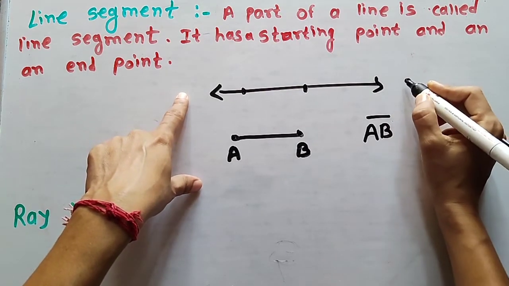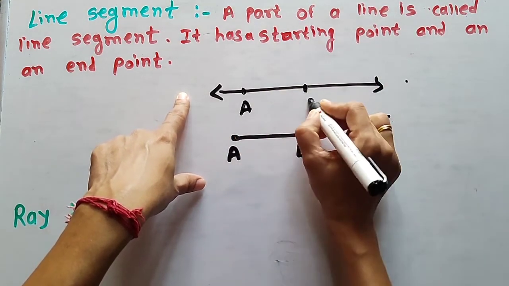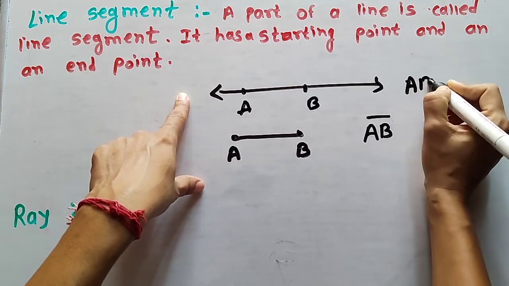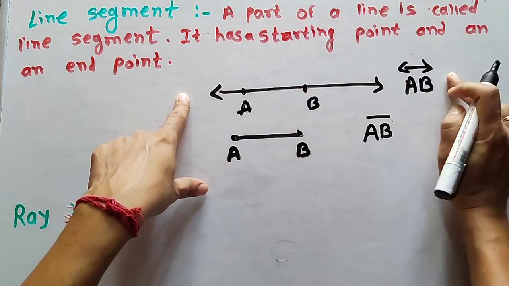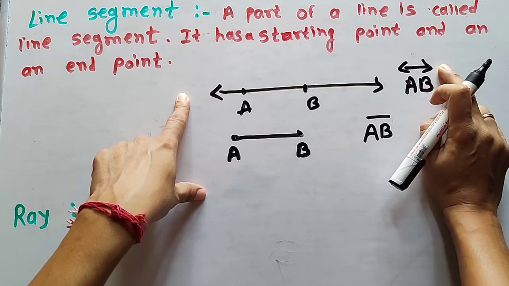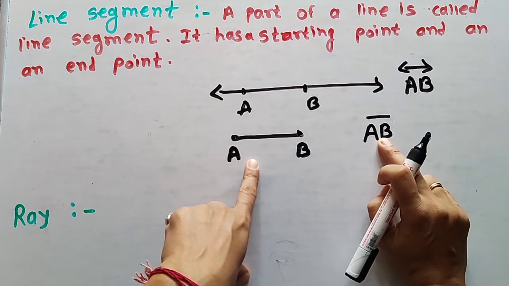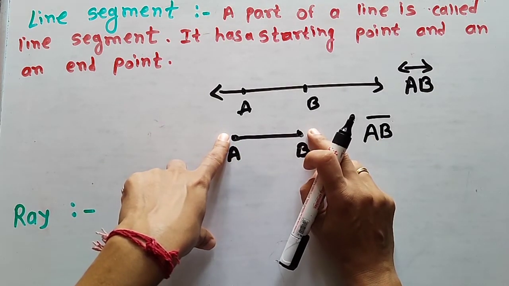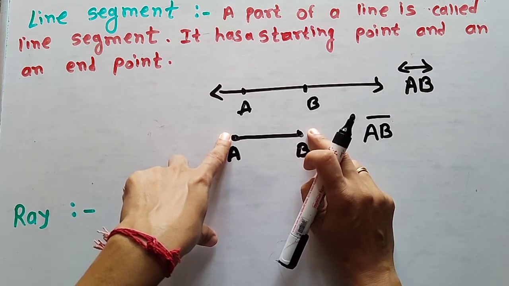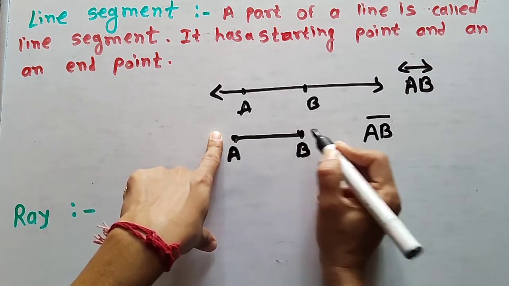And how to write the name of this line? Suppose here are points A and B. So we represent the line AB and we write this sign. This is the sign of line AB and this is a line segment. Here a line segment has a starting point and an end point. Here the line segment is completed.